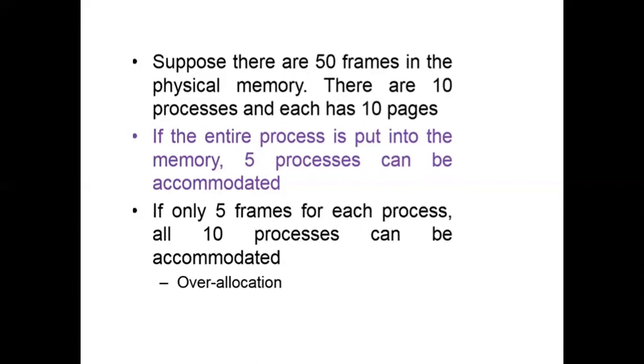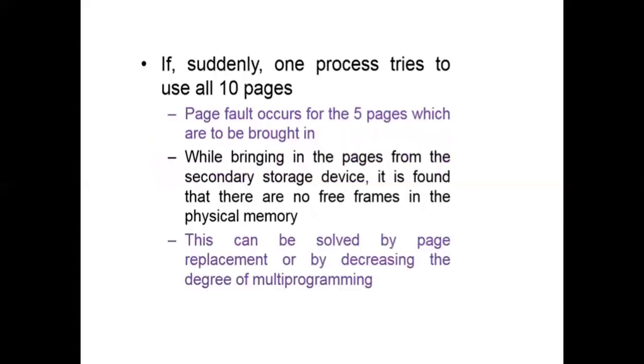What if you now want to bring the 6th page of one of the processes? Do you have a free frame over there? I just have 50 frames. So when you try to allocate a page beyond the five pages of an individual process, you will see there is over-allocation. It means you're trying to allocate that particular page onto a frame, but you're not able to get a free frame. That is when you come across the concept of page fault.